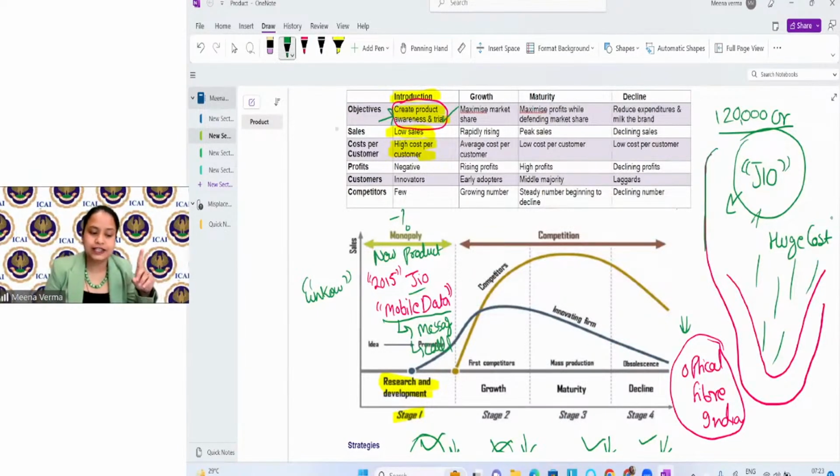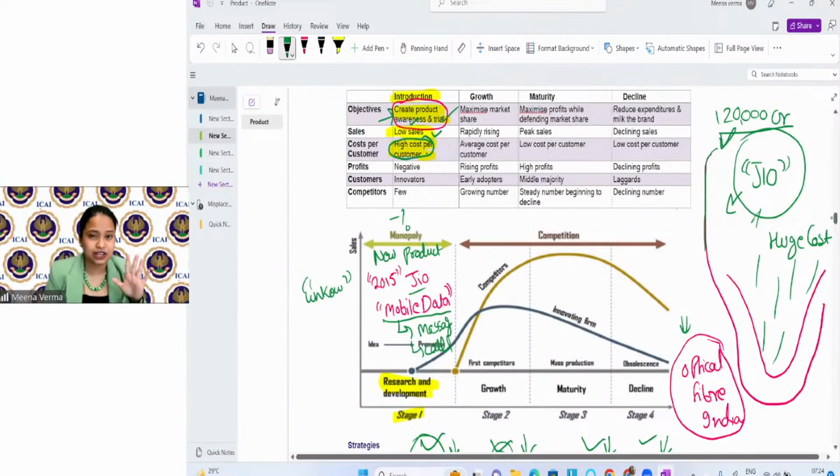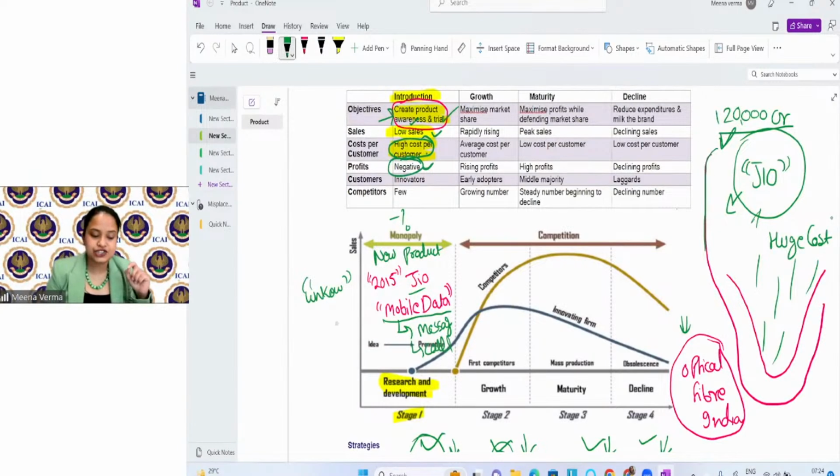So the point was that initially, because people had no idea about the internet, how it works in the phone, people had no awareness about the new product. So initially the sale was low, right? And obviously the company's cost was very high. Per customer, can you imagine, this cost was initially very high. And initial profit was negative for a reason, because initially the company's cost was very high and the company's sale was very less. So for that reason, the company was facing losses in the initial stages, right?